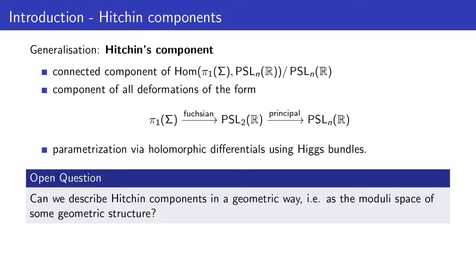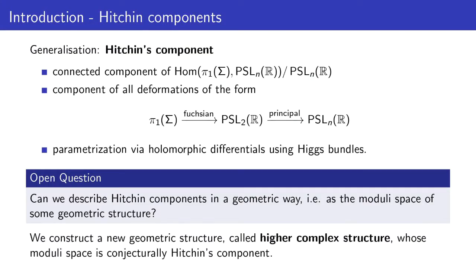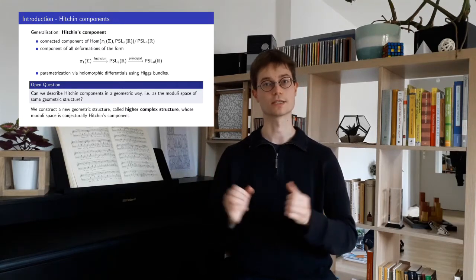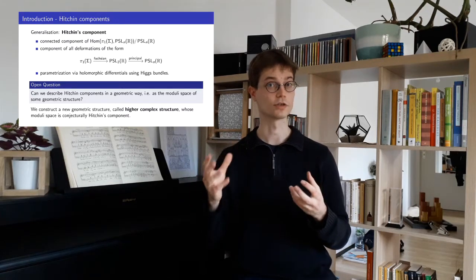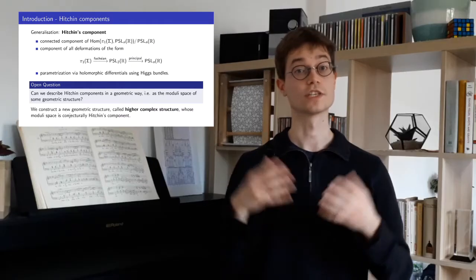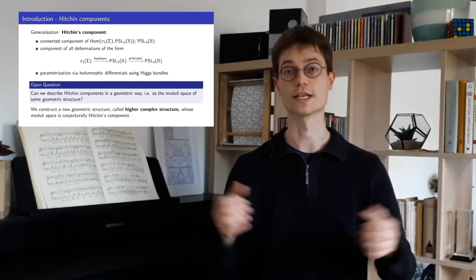In this talk, I will describe a new geometric structure we constructed together with Vladimir Fock, which we call the higher complex structure, because it is a generalization of the complex structure. This higher complex structure has various interesting properties, and conjecturally, its moduli space is exactly the Hitchin component. So this would precisely answer this open question.